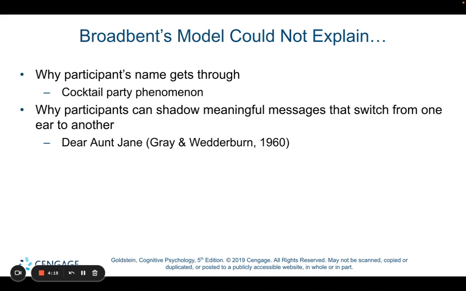But through Broadbent's research, it couldn't really explain the cocktail party phenomenon and why somebody couldn't remember a person's name, even though they weren't listening to their conversation. And it also can't explain meaningful messages that switch from one ear to another, like in the Dear Aunt Jane series of 1960.